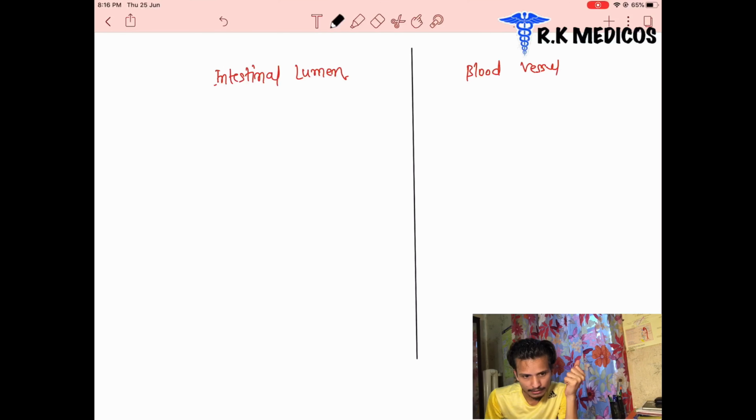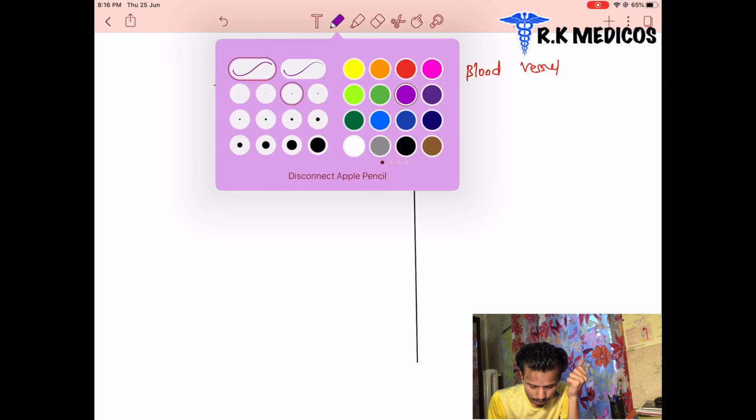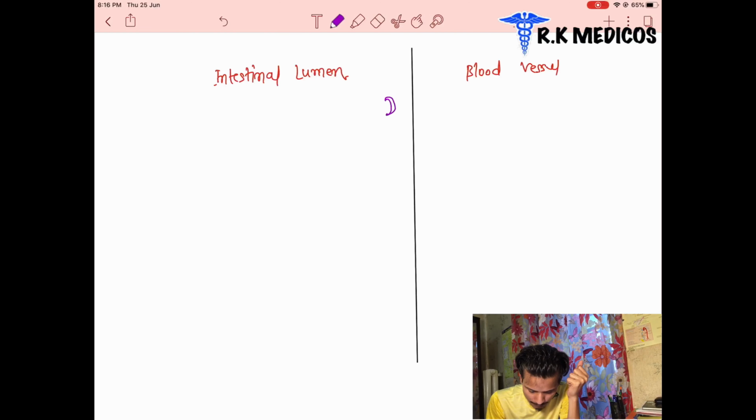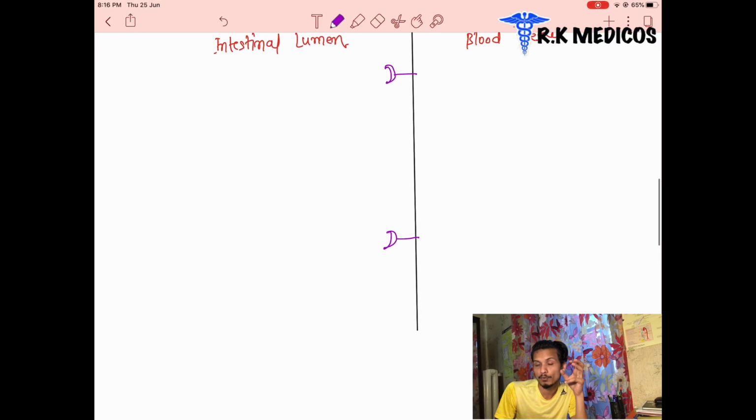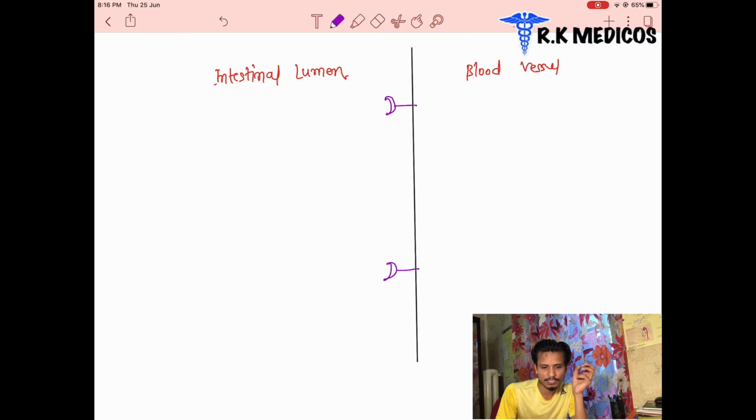Suppose this is the intestinal lumen. On the other side there are blood vessels, and in between them there is a lipid barrier, as we know. In the lipid barrier there are receptors present. Lipid barrier simply means the structural component separating the two parts, the cell membrane, where receptors are present. They are proteinaceous in nature.